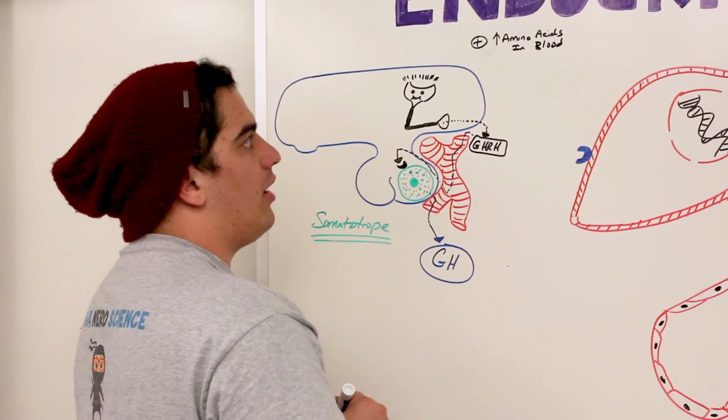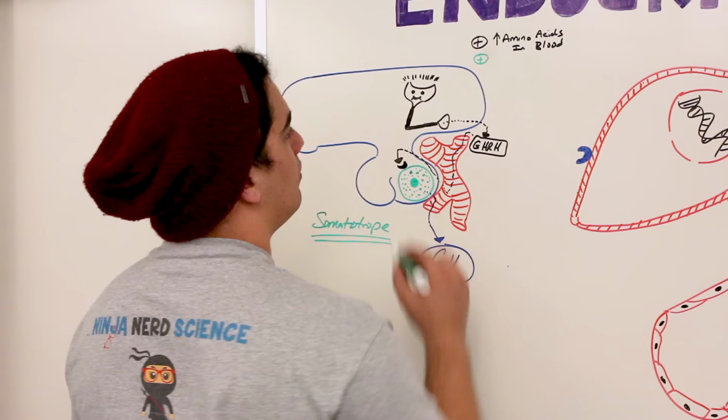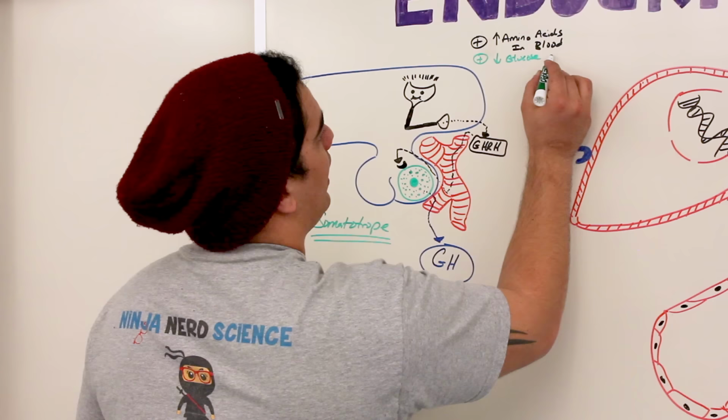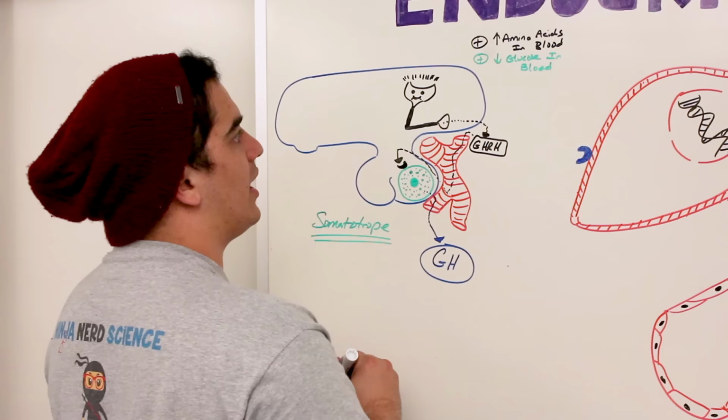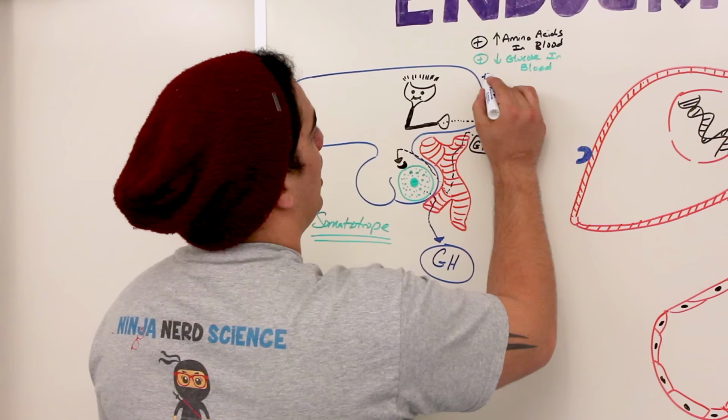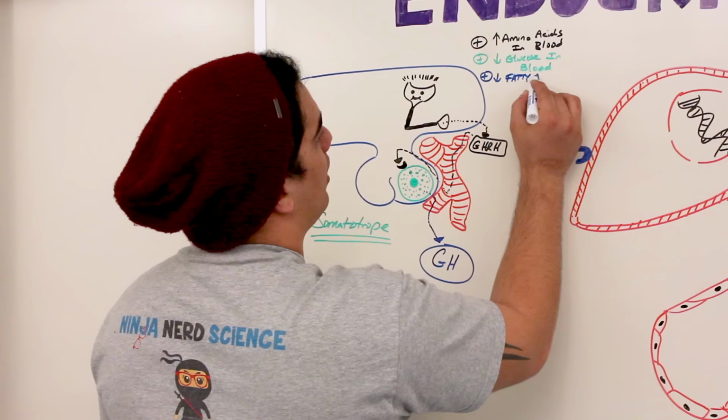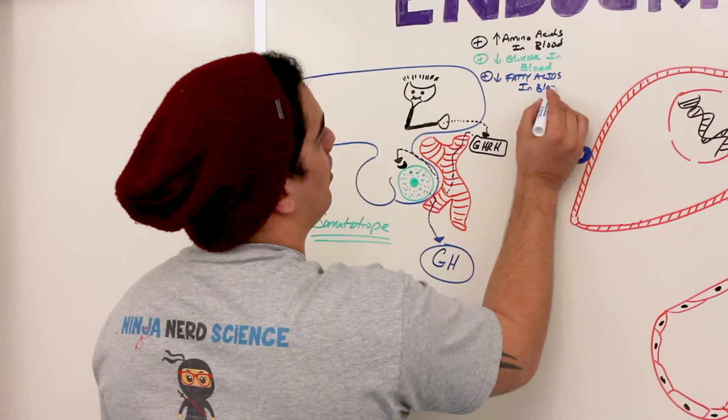And I'll explain why that's a strong stimulus. Another stimulus is low glucose levels in the blood. We could say hypoglycemia, that's another word for low glucose in the blood. Another stimulus is low fatty acid levels in the blood. So, low fatty acids in the blood.